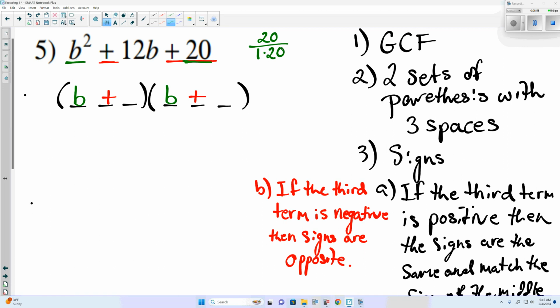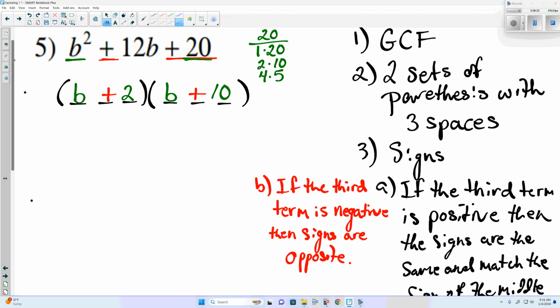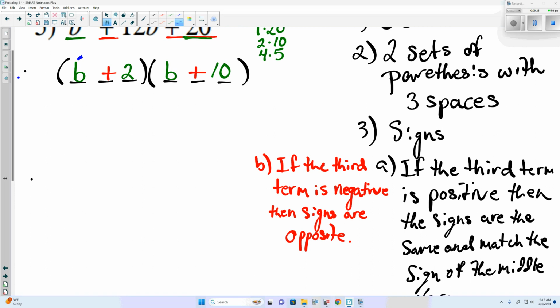Unfortunately or fortunately, there's more than one set of factors for 20. Our first one is 1 and 20, 2 and 10, 4 and 5. So factors of 20, we have 3 of them. Which one do we want to try first? 2 and 10. So we plugged it in, and the last thing is to check it.